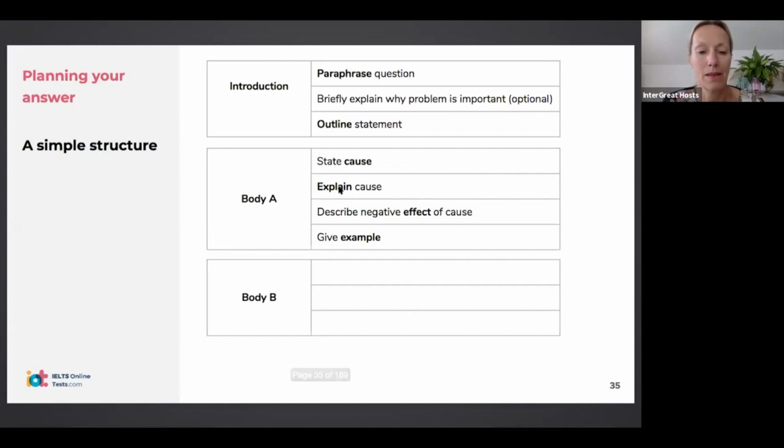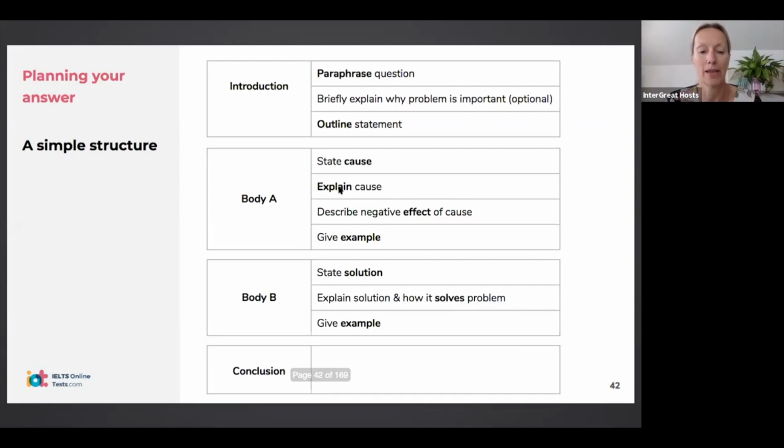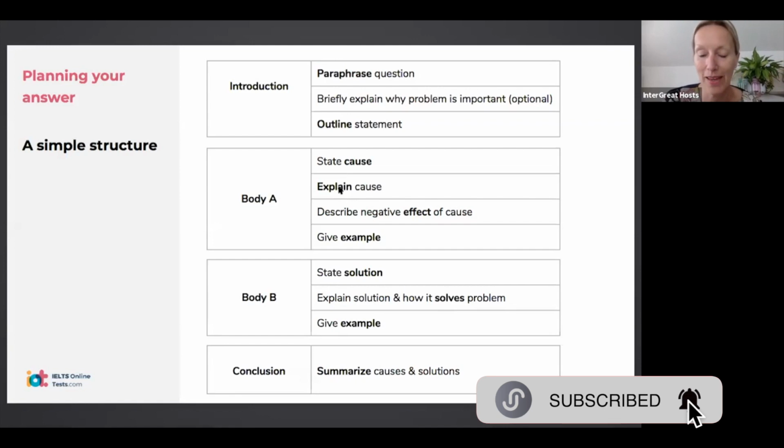So the next part is body B. So you state, in this case, the solution, yes, and explain the solution and how it solves the problem, that's right. Remember, when you give solutions, they must connect with the causes, okay, and give an example. And then because it's task 2, you need a conclusion. What do you do there? Summary. Summarize causes and solutions. Okay, so that's the basic structure. If it's slightly confusing, don't worry, because I'm going to be showing you how we would write this.